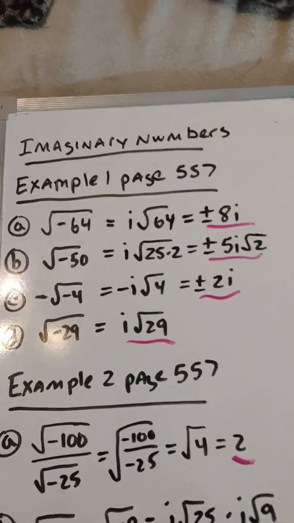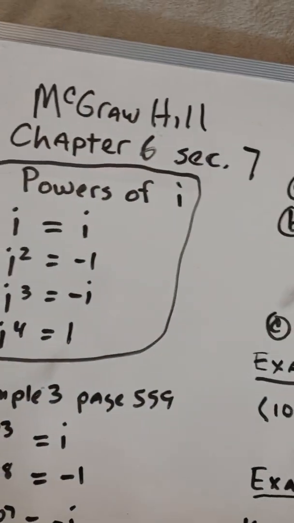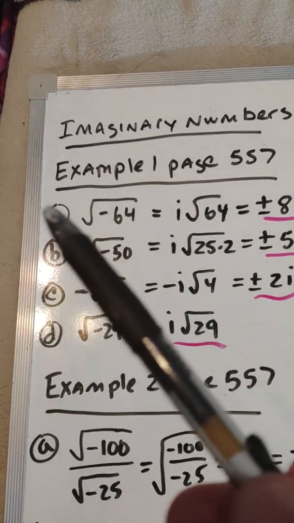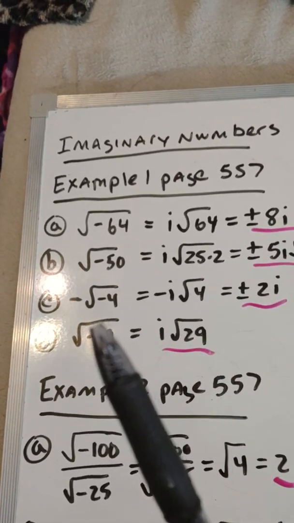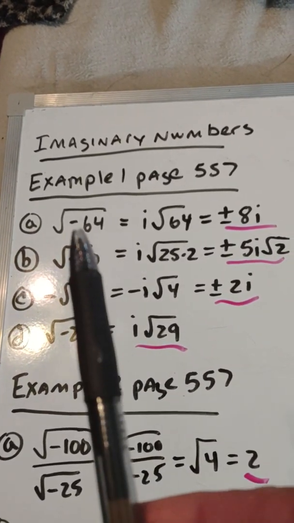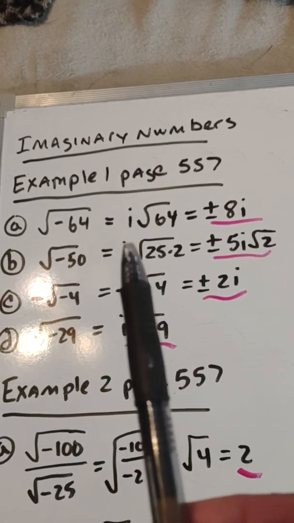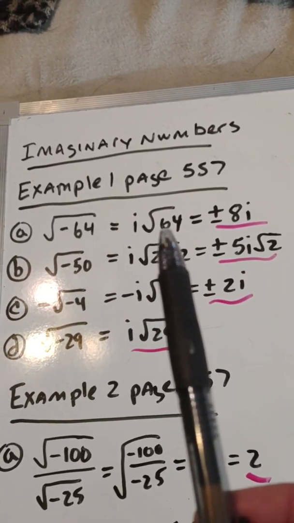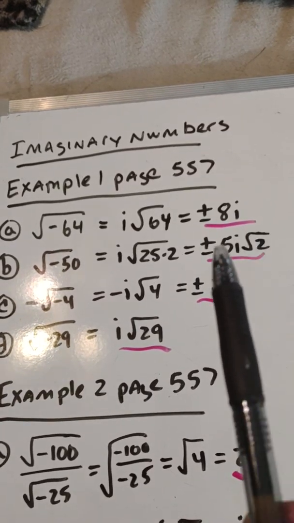Before, we were taught that you couldn't have a negative inside a square root sign or any even root. Well, now you can, because now what we do is we take that negative out and it becomes an i. And that leaves you a positive in the square root sign, so now the square root of 64 is 8, so it's plus or minus 8i.